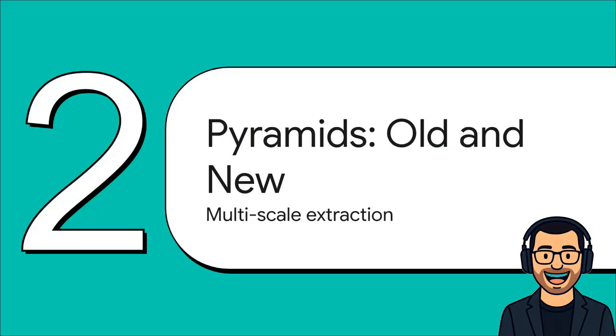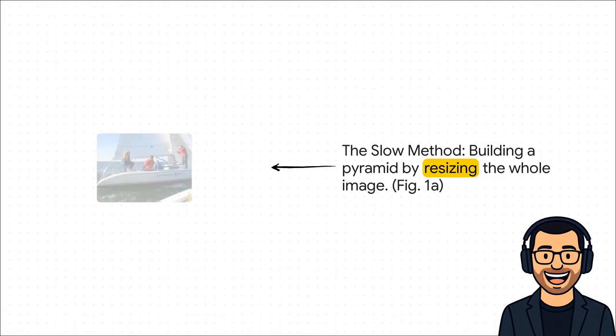So how did researchers even try to solve this? Well, the main idea for years and years revolved around this concept called a pyramid. The classic approach was what's known as the featurized image pyramid. You take your original image and resize it into a bunch of smaller versions, and then you'd run your analysis on every single one.